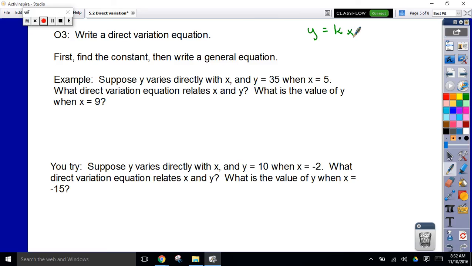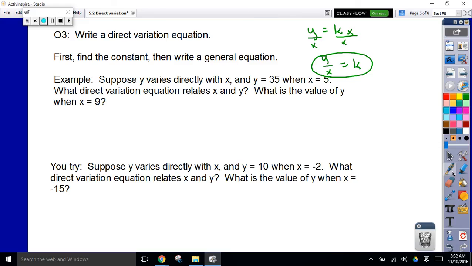So what do I do to get rid of the x that's beside the k? Athena? Divide x from both sides. So now I have y divided by x equals k. This is going to be important, so make sure you write this down. You can figure it out on your own. You don't need to have this equation memorized, but it's helpful just to know k is always y over x.